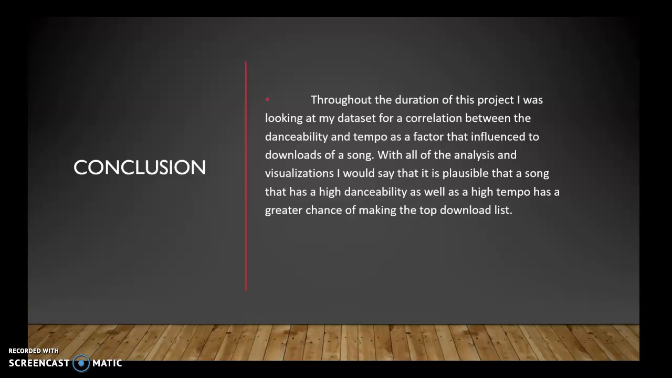So in conclusion, throughout the duration of the project, I was looking at my data set for a correlation between danceability and tempo. And I think with the analysis that I've done, there is strong evidence, and it is definitely plausible to assume that danceability levels and tempo levels of a song increase the likelihood that it will make the top downloads of 2018. And with that information, artists could create songs that target that specific danceability and tempo and create songs that would ultimately get them on the top downloads.